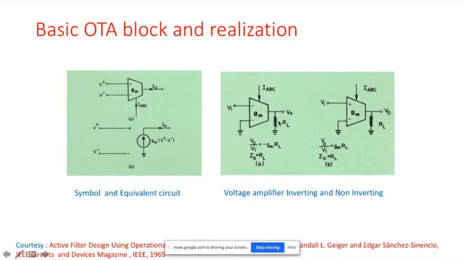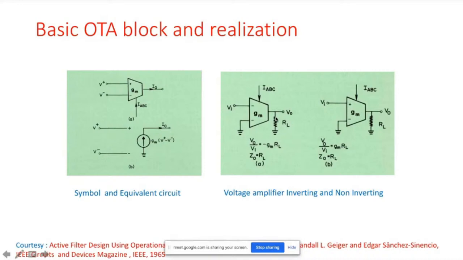So I naught is nothing but your GM into V plus. So you will get GM into VI. So V naught by VI is nothing but GM into RL. Now in this case, the input voltage is on the minus terminal, so you'll have a current flowing in this, and the gain is going to be minus GM into RL.